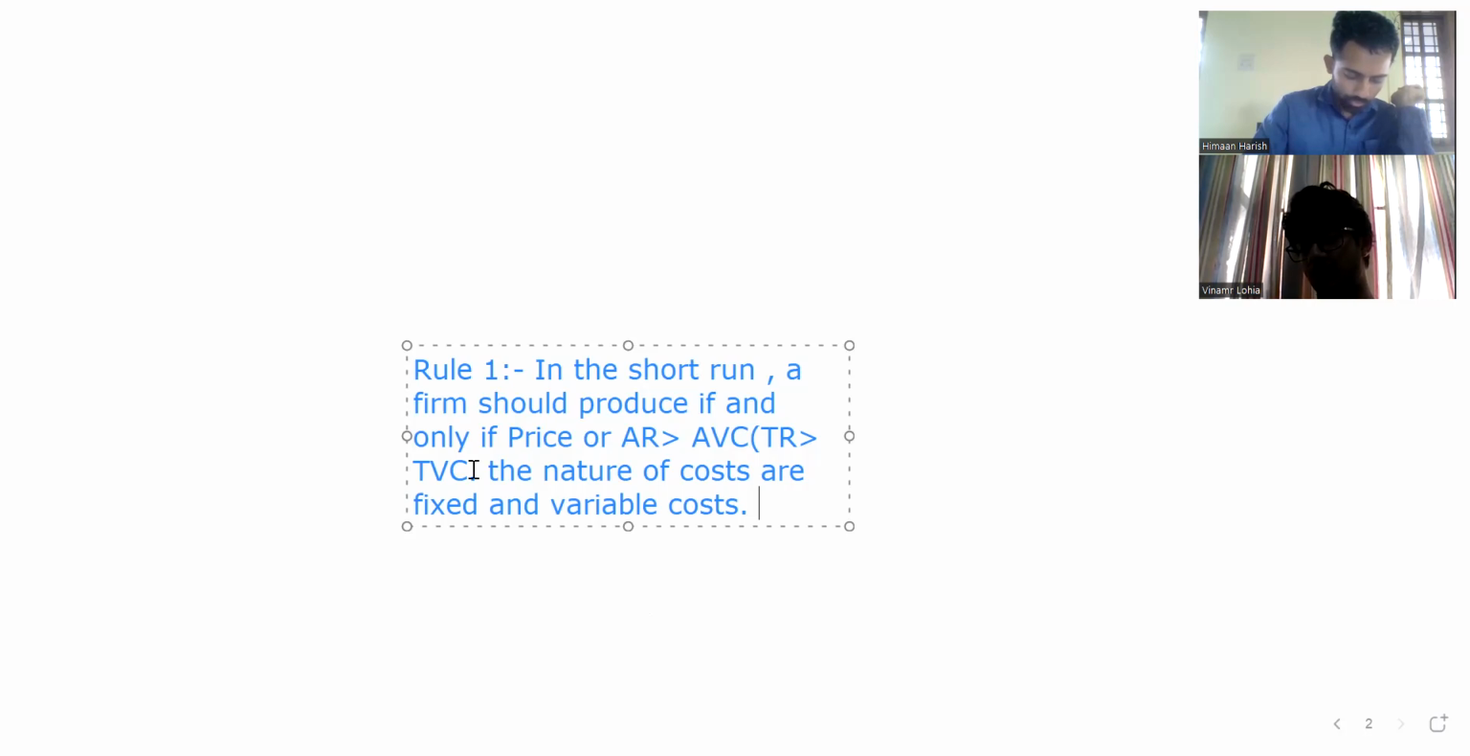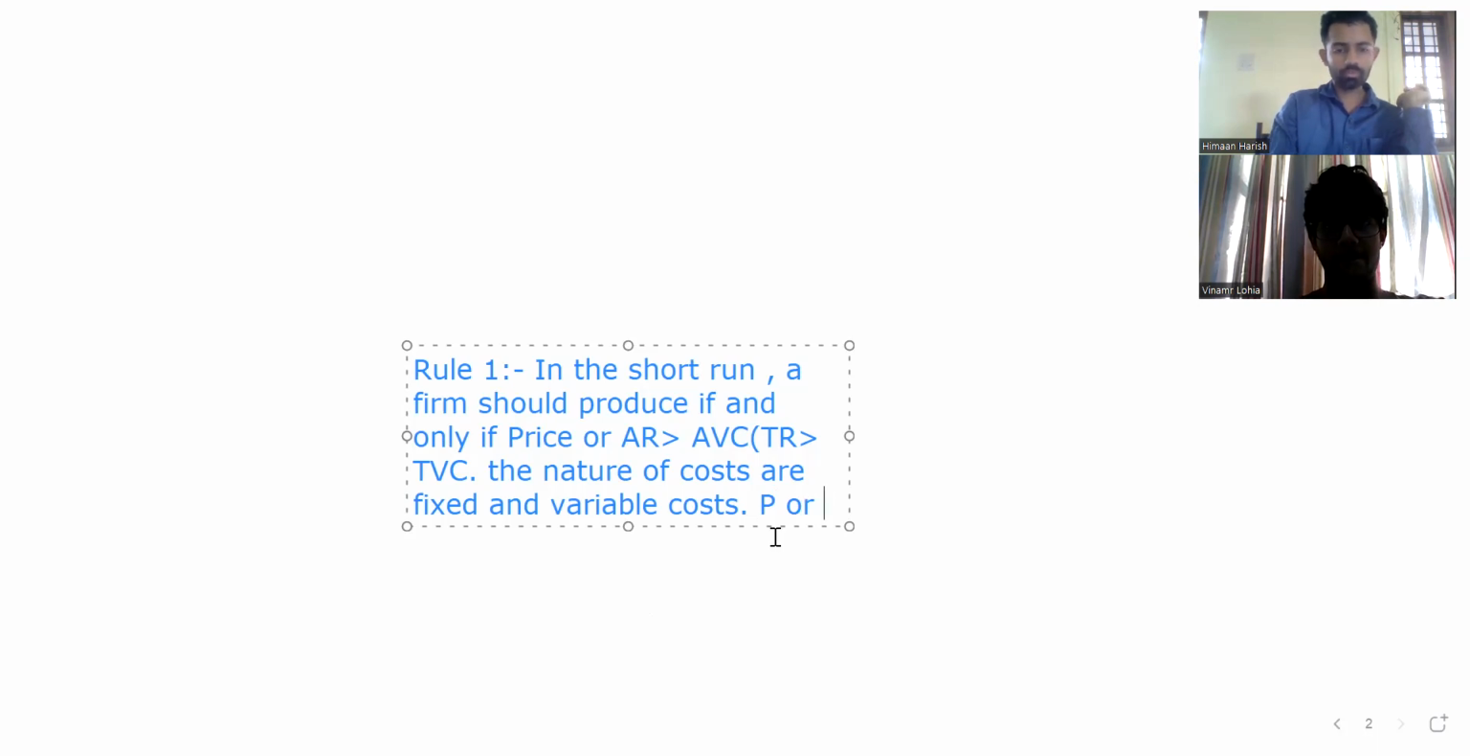This is known as P equal to AVC. The firm is covering variable cost and no fixed cost. Therefore, the firm would like to produce at a lesser amount of losses. This follows the first rule: P, or average revenue, is more than average variable cost, or total revenue is more than total variable cost.